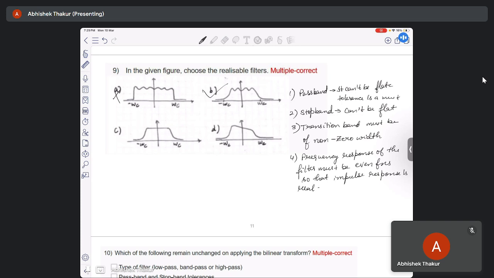Now again option C, there is no tolerance here. So this is again wrong. And option D also has no tolerance. So option D is also wrong. So the correct answer is option number B for this question.